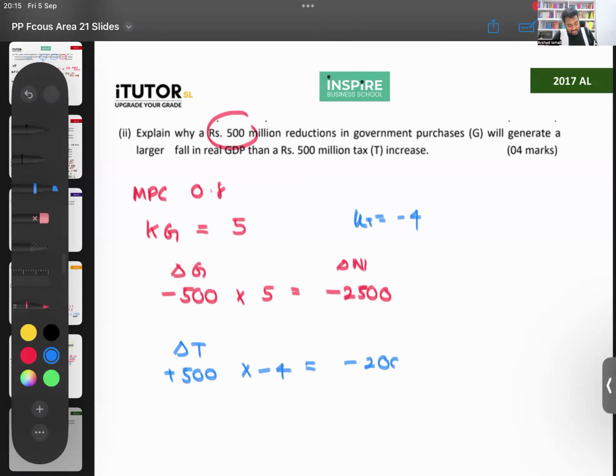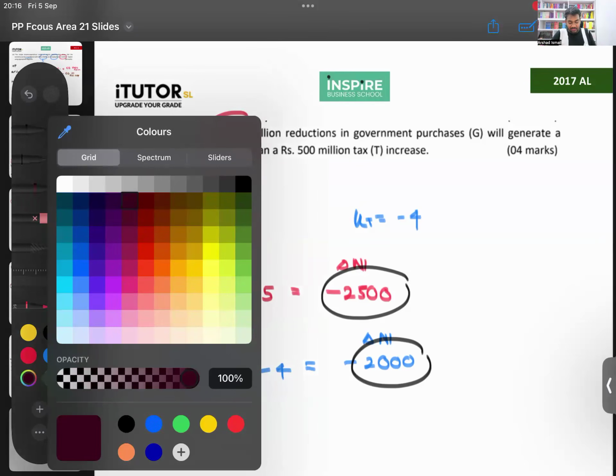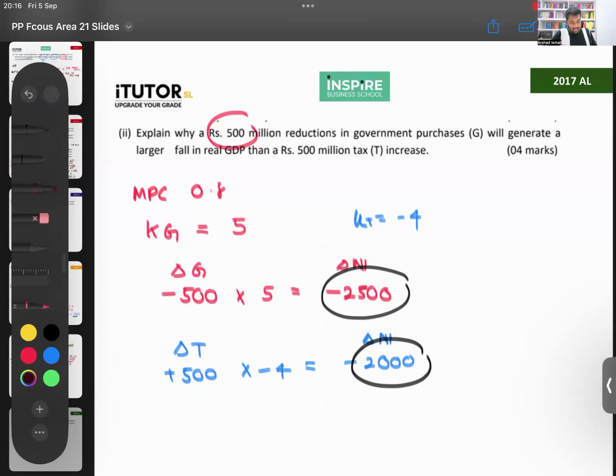National income will change by only 2,000. They're asking you why a reduction of government spending will reduce national income more than an increase in taxes. Why is the government spending multiplier higher than the tax multiplier? The reason is that government spending has a direct impact.